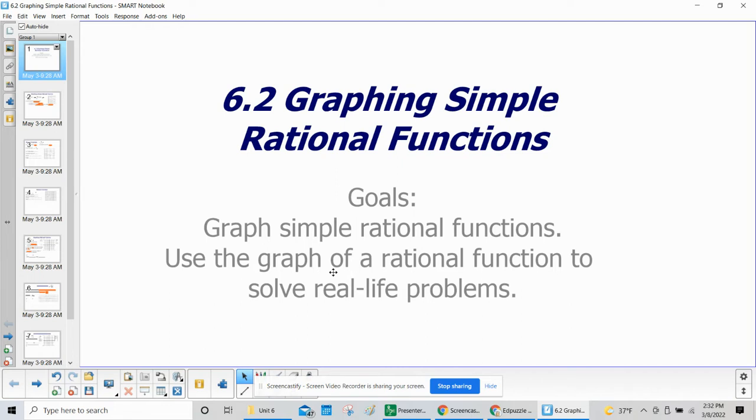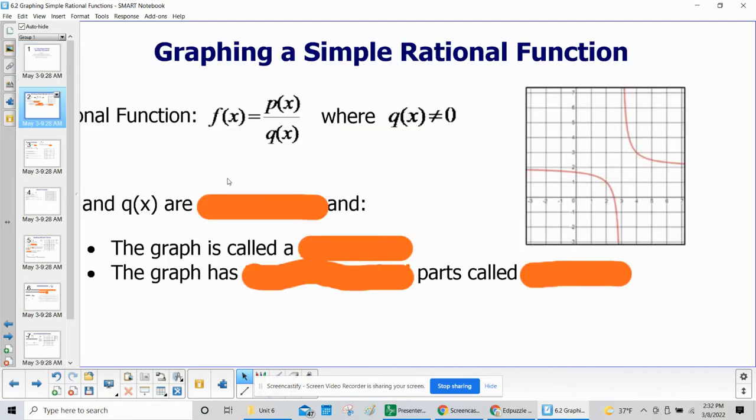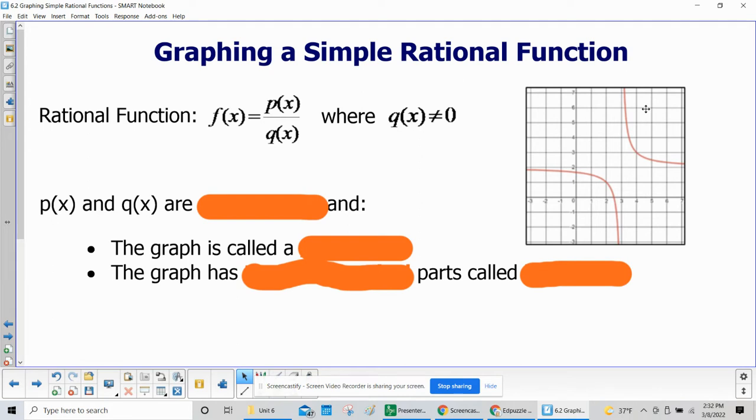So to graph a rational function, first of all, what do they look like? Here we have this nice simple rational function. They kind of look like the inverse variation problems, and in fact, they are forms of the inverse variation problem. Here's the equation for a rational function: f of x, or sometimes y, equals p of x divided by q of x.